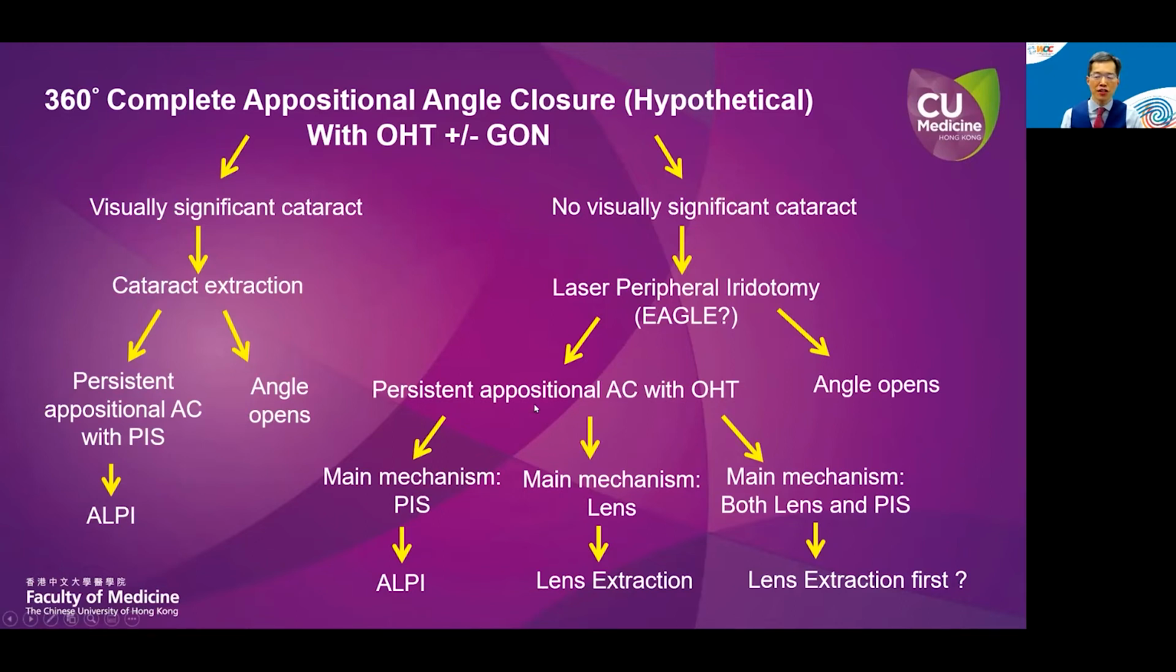Afterwards, if there is still persistent appositional angle closure with ocular hypertension, then you would have to decide whether plateau iris syndrome or the lens is the main mechanism contributing to angle closure. If it is plateau iris syndrome, then once again, you can consider argon laser peripheral iridoplasty. Whereas on the other hand, if the lens is deemed the main mechanism contributing to angle closure, then you may consider lens extraction. But of course, in a large proportion of cases, both of these may be contributing.